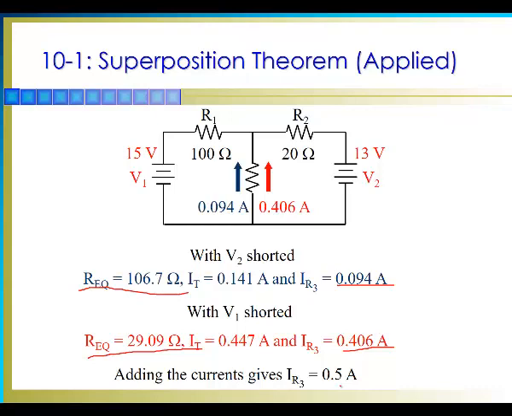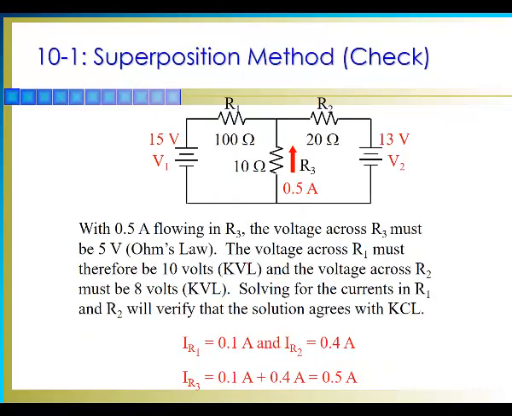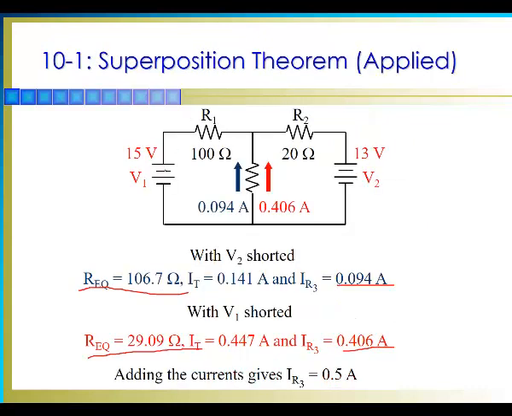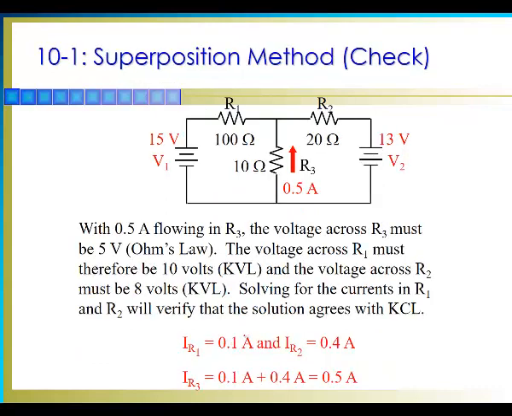Okay, so the bottom line is that when we have more than one source on a circuit, we can analyze the circuit by eliminating all the sources except for one, and analyze the circuit with only one source at a time. And at the end, we add the results to get the actual results, the actual answer to the problem.